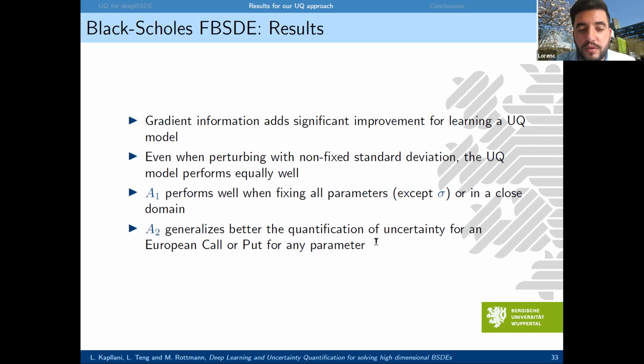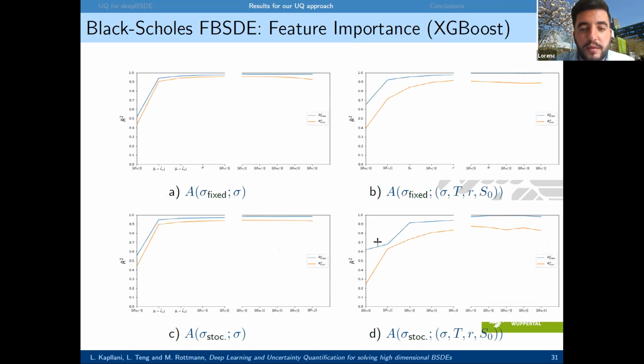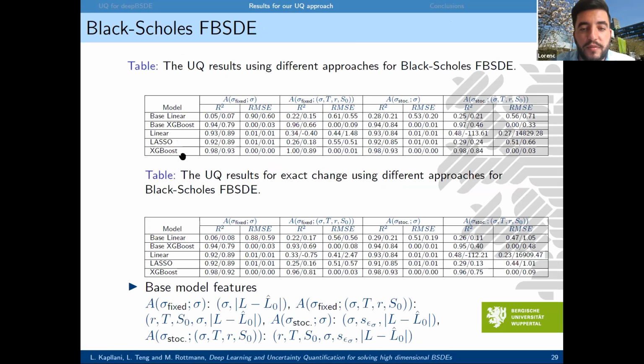In this case, you can consider a European call or a put for any parameter, capital T, R, S0, and so on. Because if we go back here in the table, to this part here, you can see that the R squared using XGBoost in the training sample is 1. And here we solve problems by varying all the parameters. In the testing sample, it is also very good. So this means that this can generalize very well.